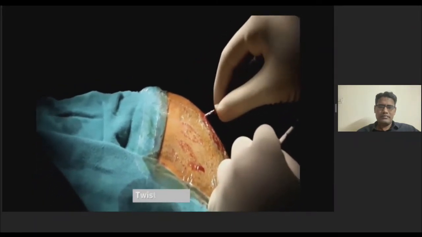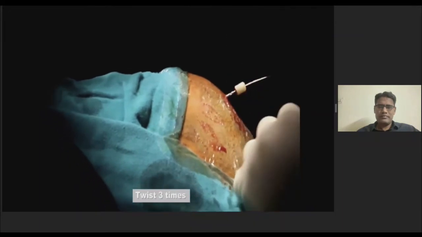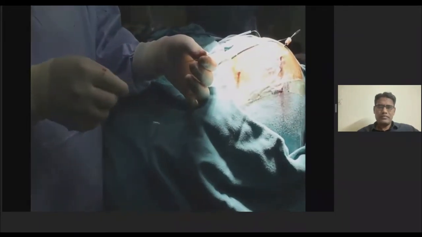And the cap is tightened over the bolt snugly. Following which, the stylet is pulled out.